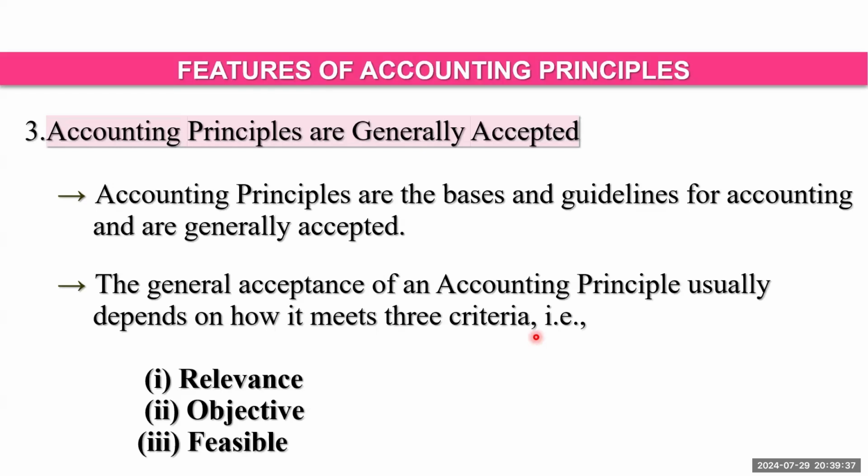Then the third reason, feasibility. Feasibility means that the principles are such that they can be applied without undue complexity. There is no complexity. It's easy to understand and follow. And not much money or cost will be incurred if we try to follow them. That's known as the feasibility of the principle. So the third feature of accounting principles is that they are generally accepted by everyone. And why are these accepted by everyone? Because they are relevant, objective, and feasible.